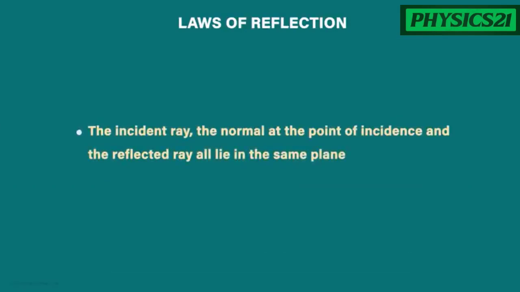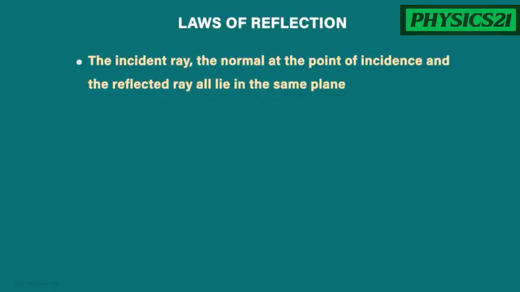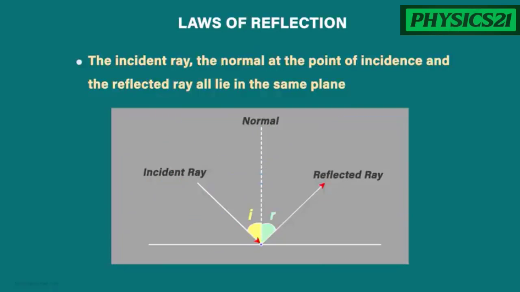The second one tells us that the incident ray, reflected ray, and normal all lie in the same plane. So if I draw this scenario on the piece of paper, I will get this. Incident ray, reflected ray, and the normal, all three are in the plane of the paper. The second law tells us that they will always be on the same plane.